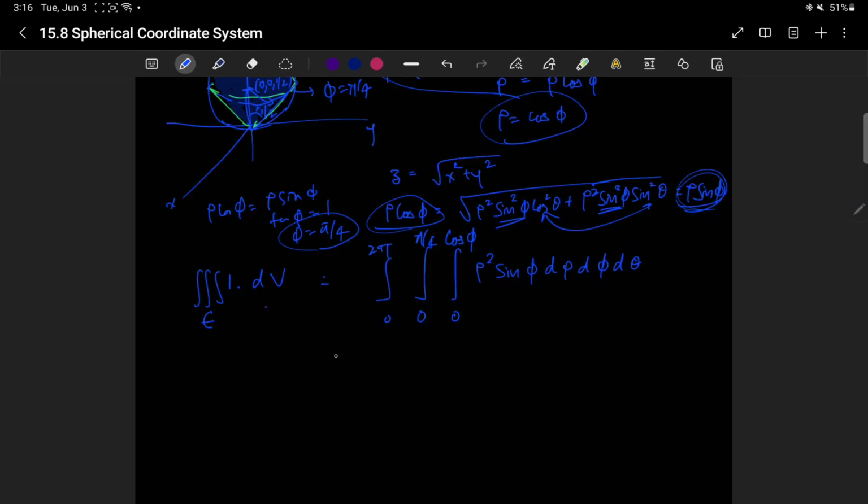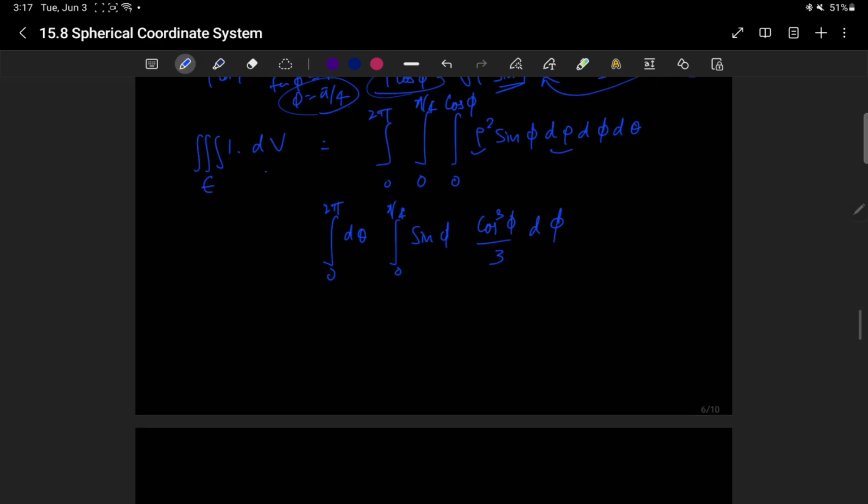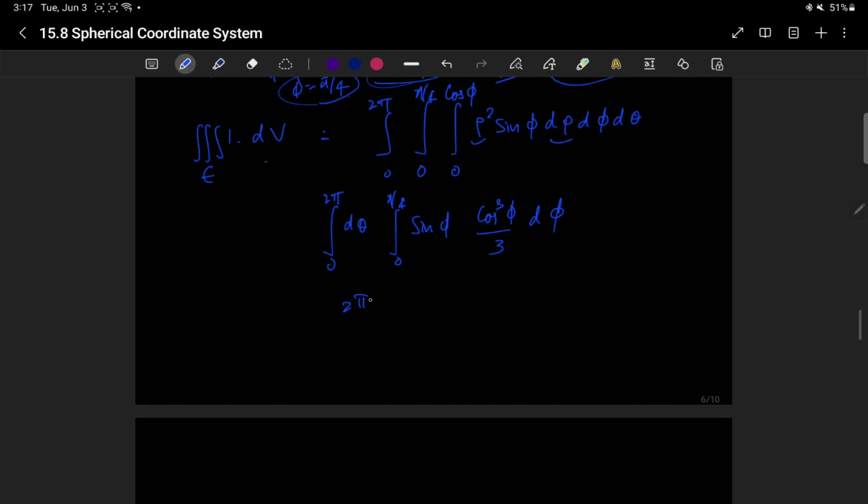Again, this can be broken down into 3 different integrals: 0 to 2 pi d theta, 0 to pi over 4 sine phi, and from the first one, the rho squared integral gives 1/3 cosine cubed. So 2 pi over 3 times the integral from 0 to pi over 4 of sine phi cosine cubed phi d phi.